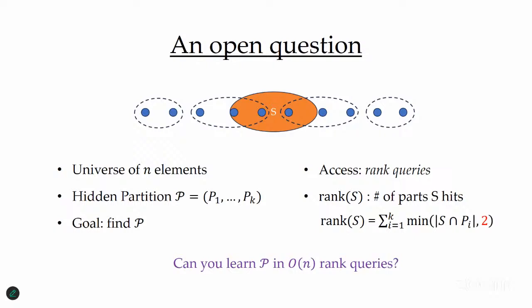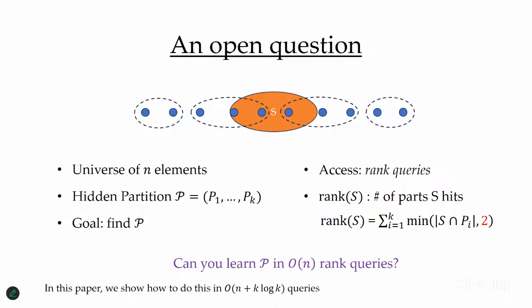And we don't know. The best we could do is to learn in N plus k log k queries. So if k is small, k is less than N by log N, then we can learn it. Otherwise, we can't. And I'll tell you what the bottleneck is. The bottleneck is finding one element from each part. Because if you can find one element from each part, then you can learn the rest in order N.